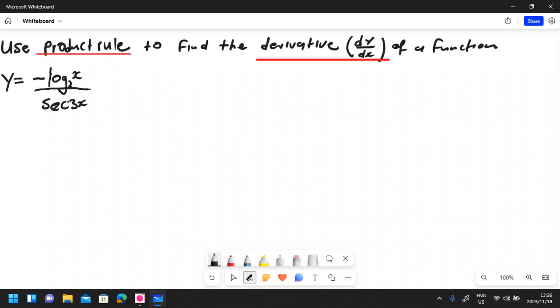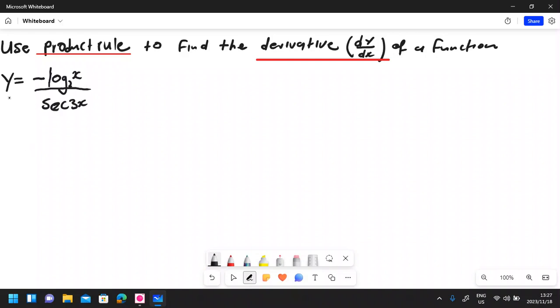Now let's get to this problem here. Look, guys, as you can see, this is a fraction. There is a division here, and we are forced to use the product rule. In fact, we're instructed to. We can differentiate this function without using the product rule, but we are being told to use it. So when it's like this, we need to simplify this problem. We need to get rid of this sec 3x in the denominator and put it on the numerator. So we need to simplify.